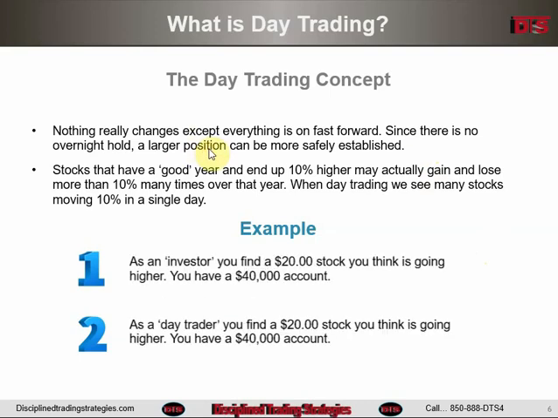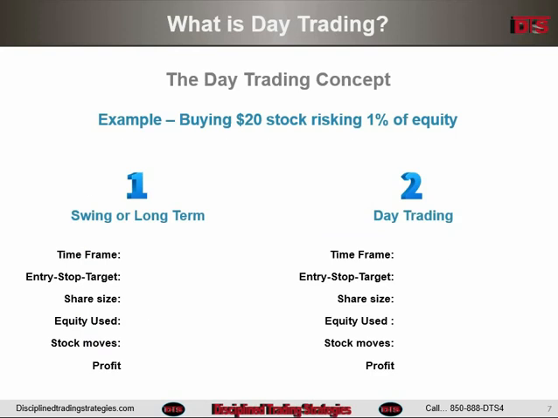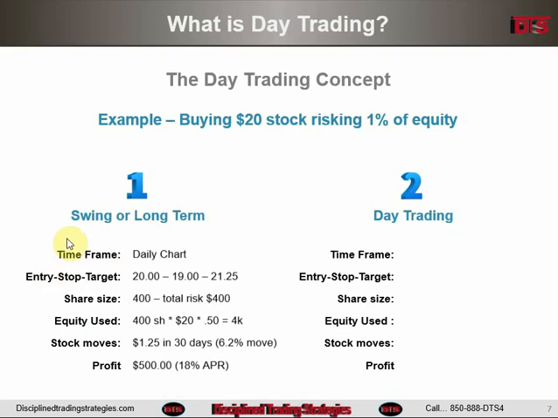Let's take an example of what may happen here. If you're an investor, you find a $20 stock you think is going higher, you have a $40,000 account. As a day trader, you find a $20 stock you think is going higher, you have a $40,000 account. How would the two trades compare? Well, as a long-term swing or longer-term trader, the time frame you're looking at is going to be a daily chart.